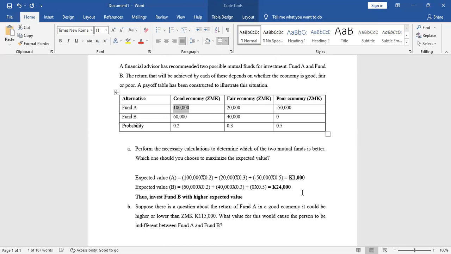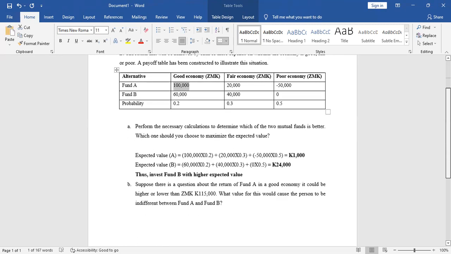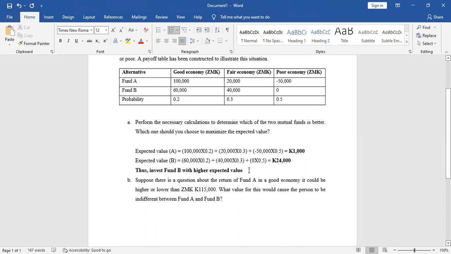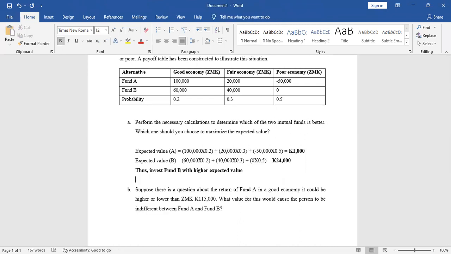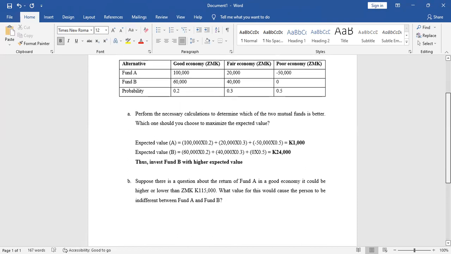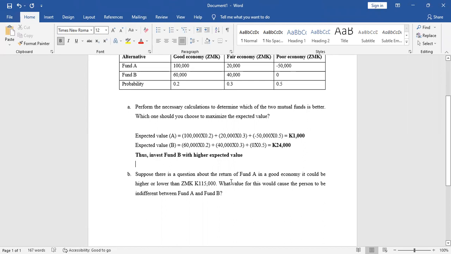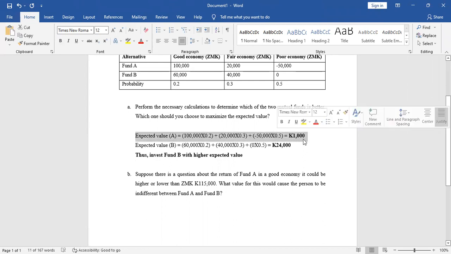To be indifferent is a situation whereby the investments are yielding the same payoffs or returns, as the case would be. So therefore, you're failing to choose which one is better. So you're indifferent about the situation. All right. So let's see. I'll be dealing with Fund A alone.